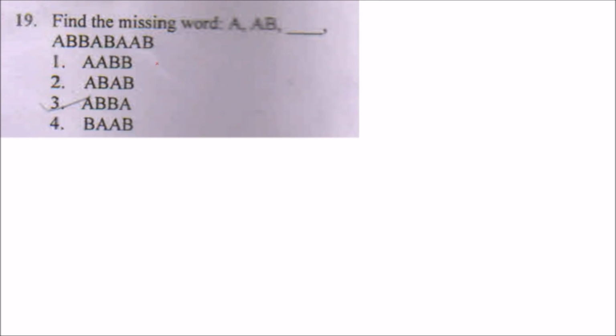Next question. Here we have to find out the missing word AAB. So if you see the sequence, it is A, B, B, A, B, A, A, B. Then again it will be A, B, B, A, and this way the sequence will continue. So here the missing sequence would be A, A, B, then again A, B, B, A. So the answer will be number 3.